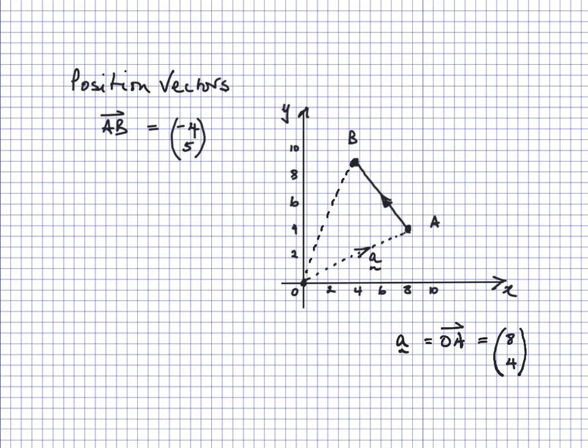I'm going to do something similar with the point B. So here is a vector which I'm going to call small b underline, and if we work out the components of the vector small b underline, which we can also call OB, arrow pointing from O to B, then starting with O, it has components 4 in the positive x and 9 in the positive y.